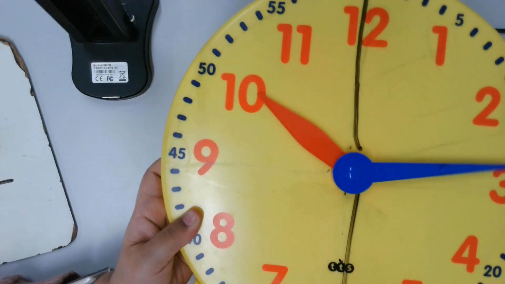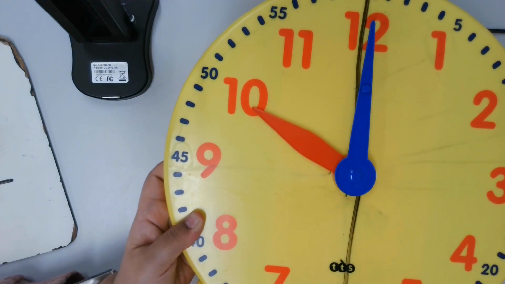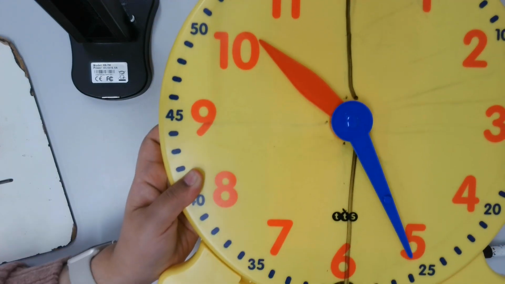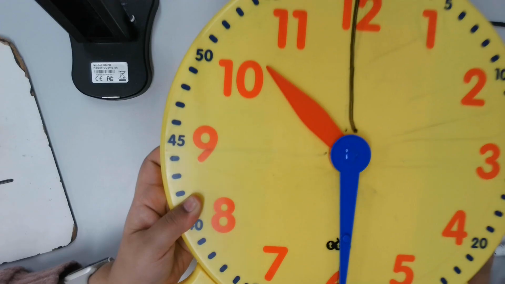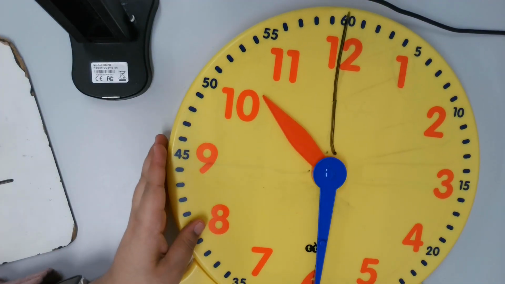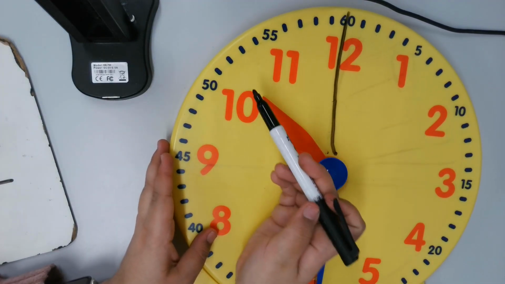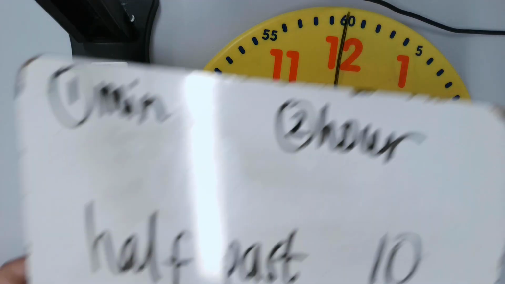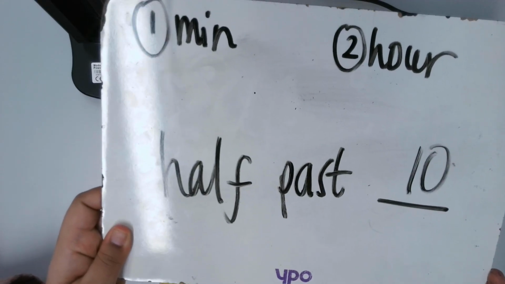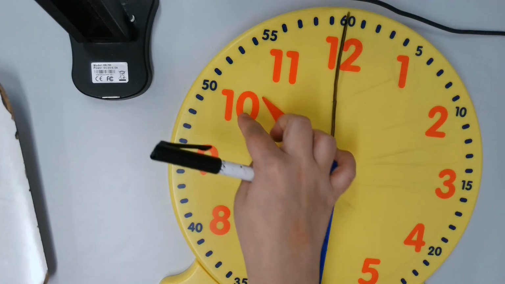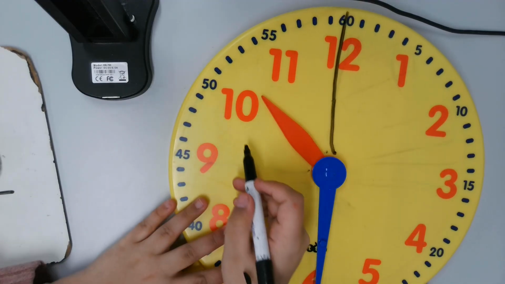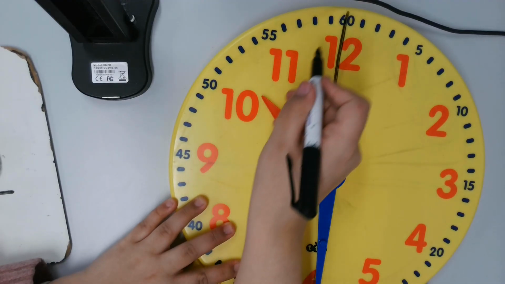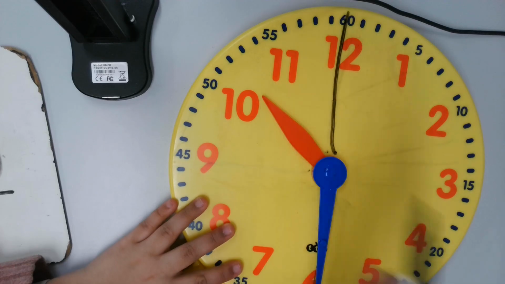Watch again. I'm at 10 o'clock. And I'm going around. I've gone halfway past 10 o'clock. I can call this half past 10. I'm halfway in between 10 and 11. I've gone halfway past 10. I haven't gone past 11 yet.